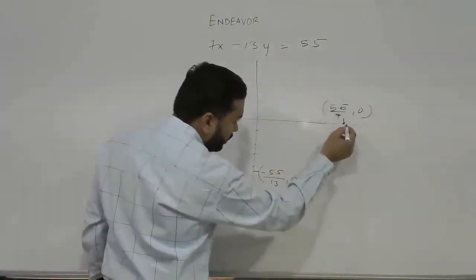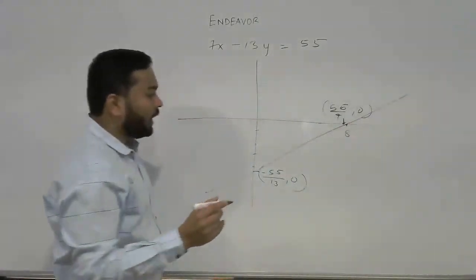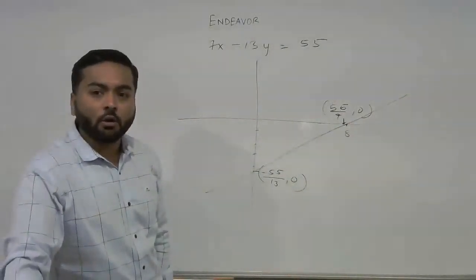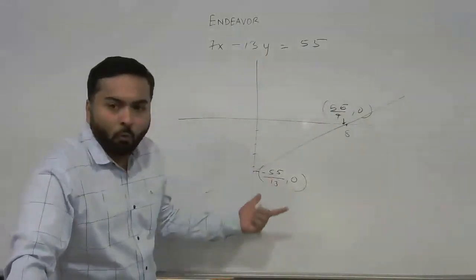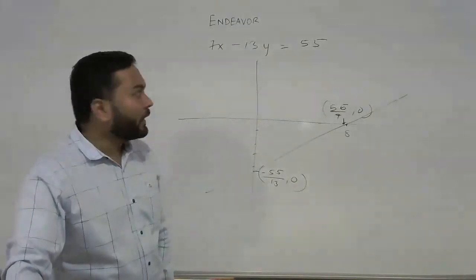So now the equation of a line would be like this. This is how you can draw the equation of any line within 30 seconds. Clear with this, everyone? Great.